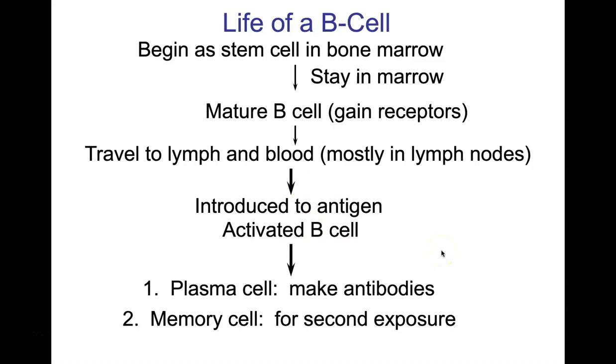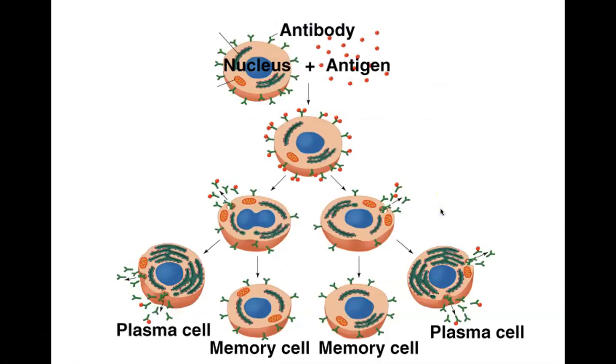Okay. We've got two kinds then. We've got plasma cells that make antibodies and memory cells that are there for a second exposure. Okay.